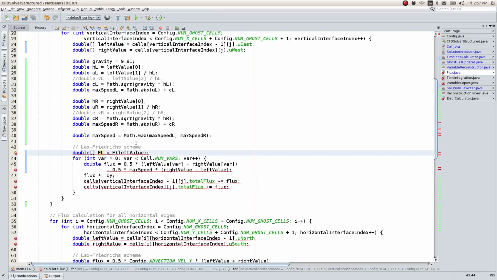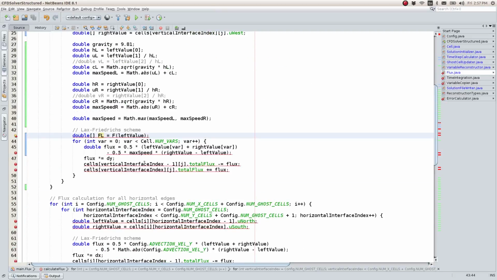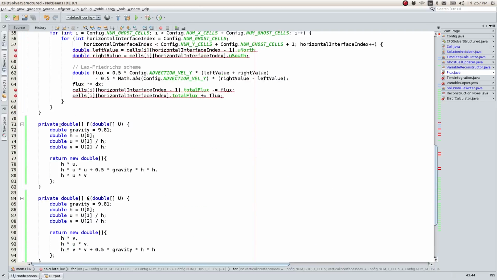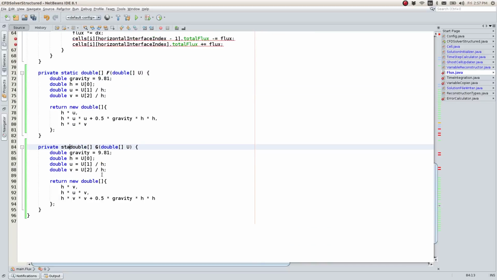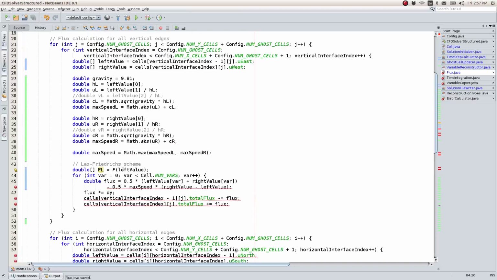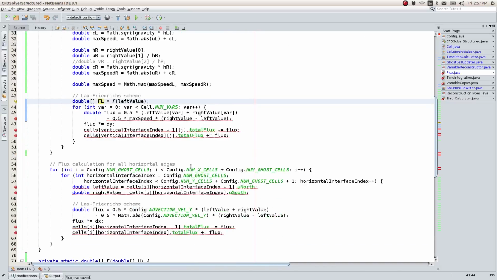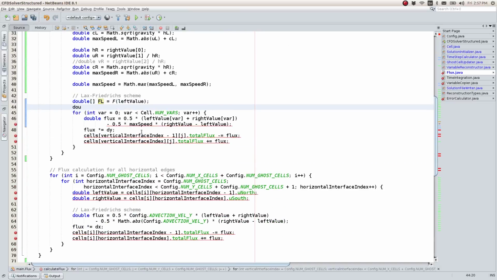What's wrong? Oh, actually, this can be static and this can be static. Okay, so FL is done. Similarly, we'll have FR as well, which will be equal to F of right value, and then we can do this.